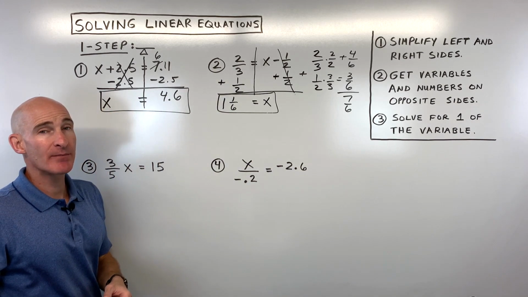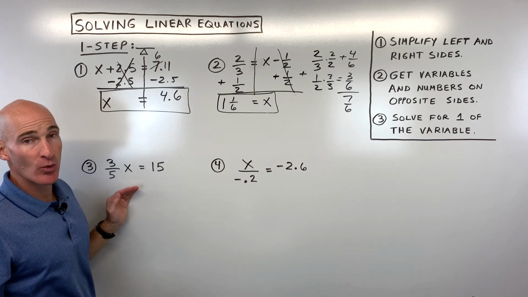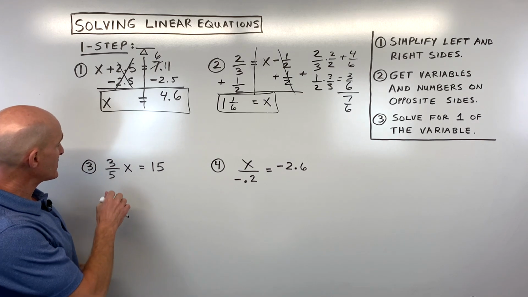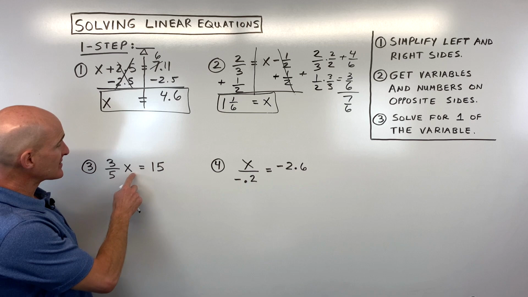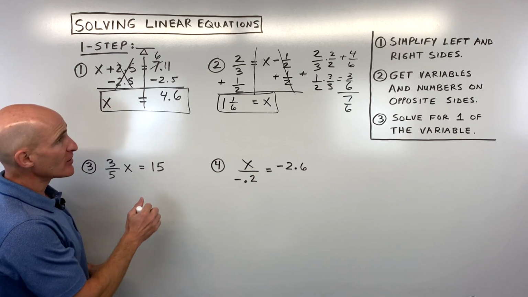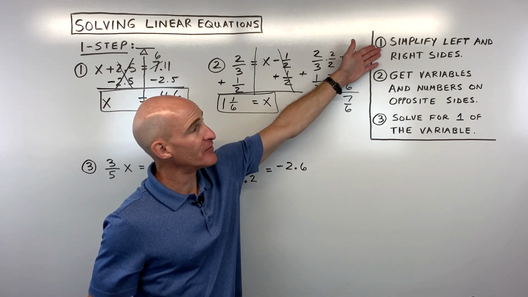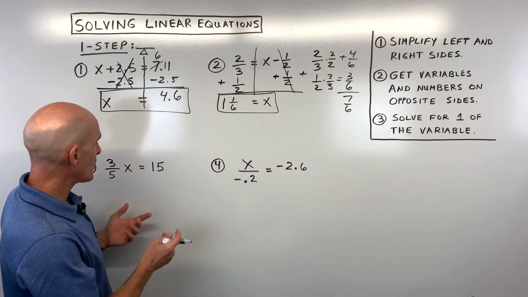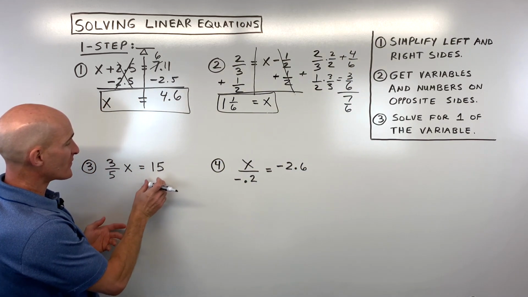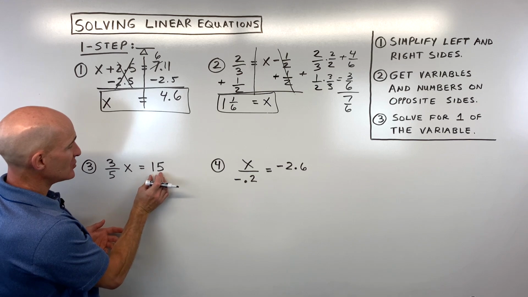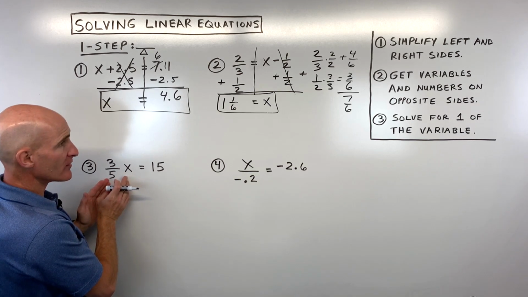Now, these are just the one-step equations. We're going to get into some more challenging ones, but working with the one step, here we've got 3/5 x equals 15. Now, let's go through the steps. We want to simplify the left and right sides. Well, with these one-step equations, usually there's not much to do as far as the simplifying. You can't do anything on the right. Here, there's nothing we can do on the left.